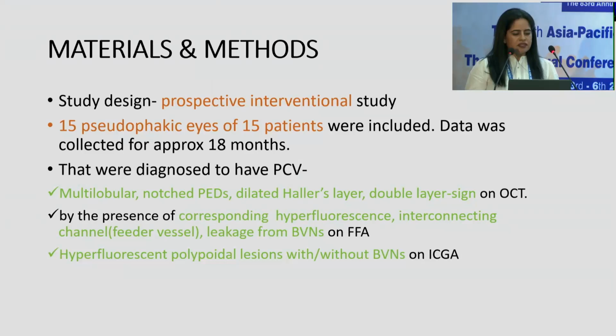Material and methods. Study design: it was a prospective interventional study. 15 pseudophakic eyes were taken. Those patients were first diagnosed for PCV. On OCT, we saw multilobular notched PED, dilated Haller layer, double layer sign, and on FFA, we saw hyperfluorescence, interconnecting channels, and there might be leakage from the BVNs also. And on ICGA, hyperfluorescent polypoidal lesions with or without BVNs were seen.